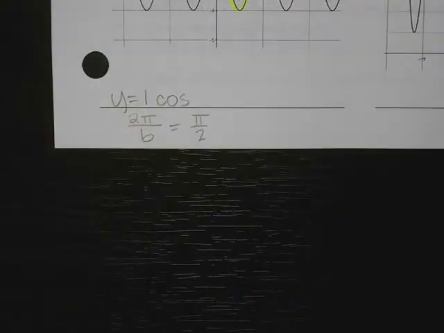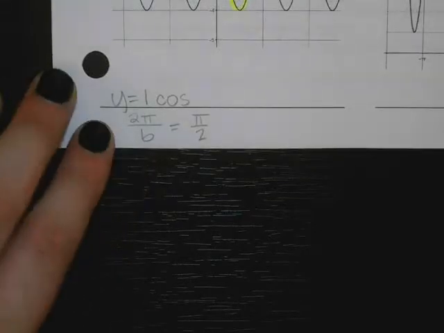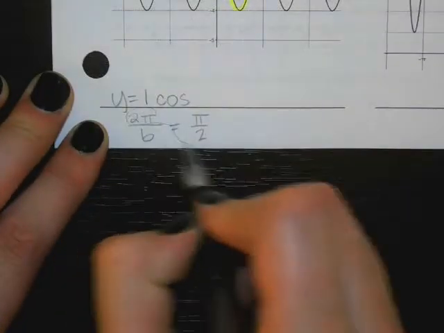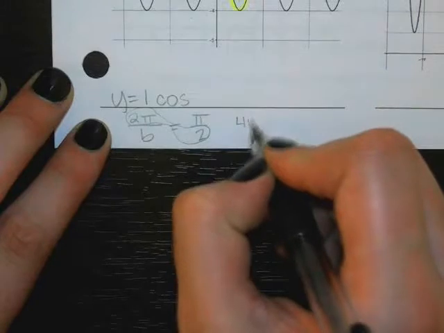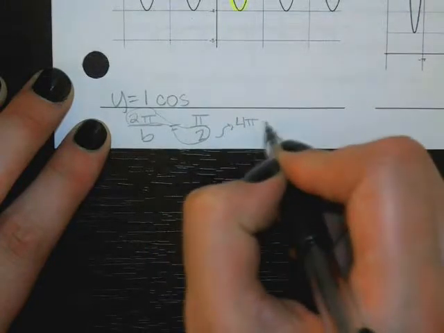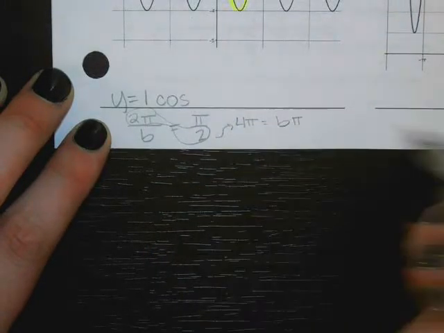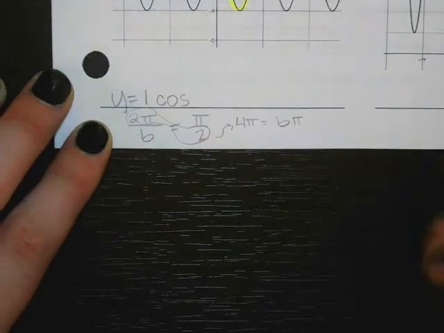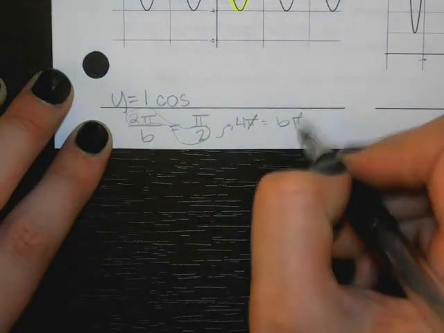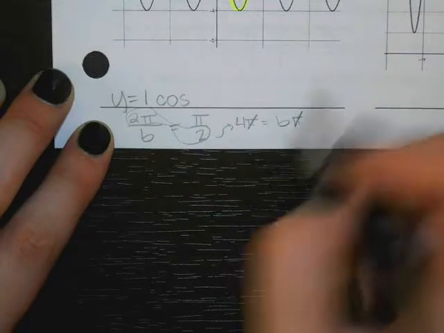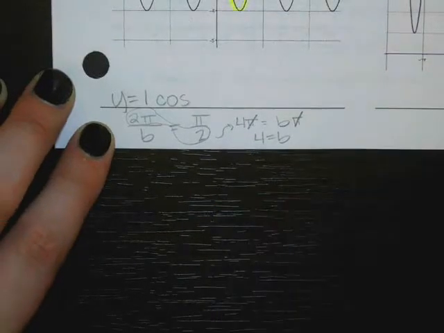So if you didn't automatically see it, to solve an equation where you have a fraction equals a fraction, you can cross multiply. So if we cross multiply, what do we get? We get 4 pi equals b times pi. And we can cancel out the pi's, right? Divide by pi, divide by pi. And then 4 equals b. Does that make sense?